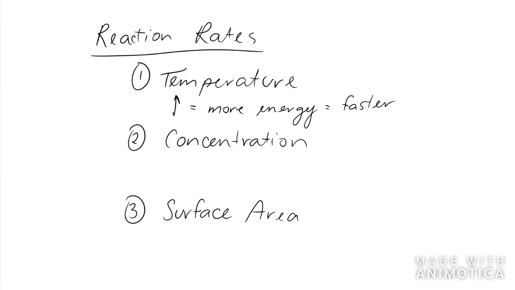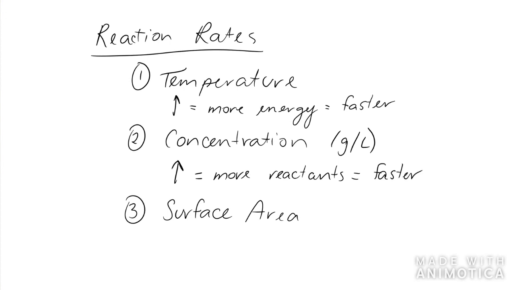Concentration is how much of the reactants you have. It's usually measured in grams per liter. So how many grams of that reactant you have per liter of your solution. The more you increase the concentration, the more of your reactants are there, the faster they can react. But again, the opposite works as well. If you decrease the concentration, they'll go slower, and it will slow the reaction down.